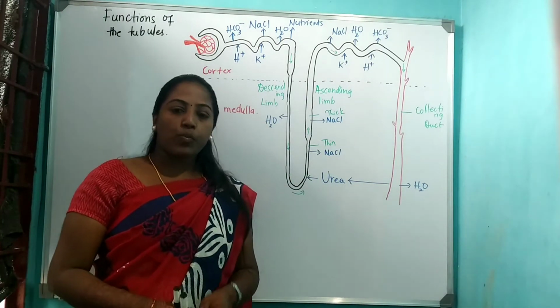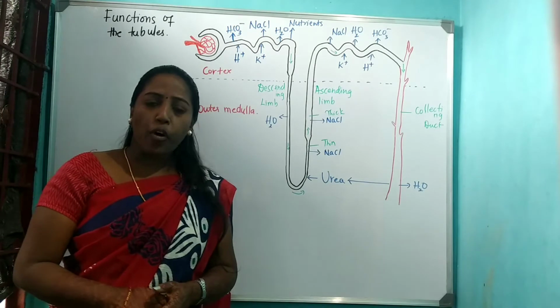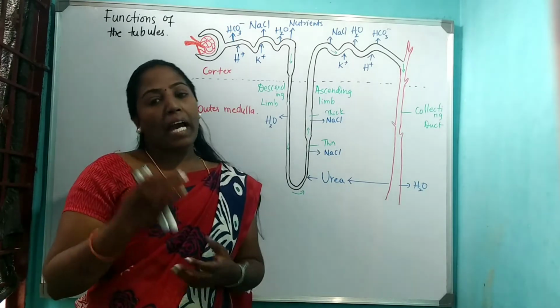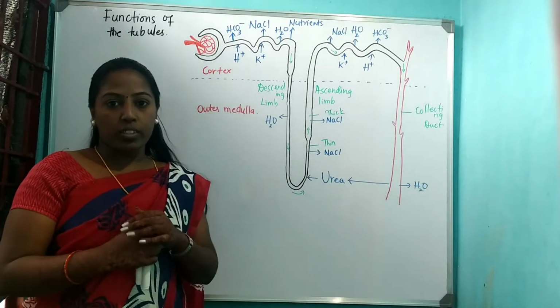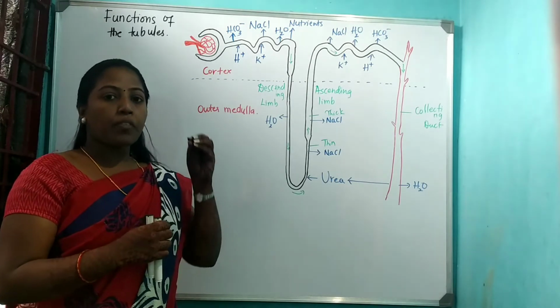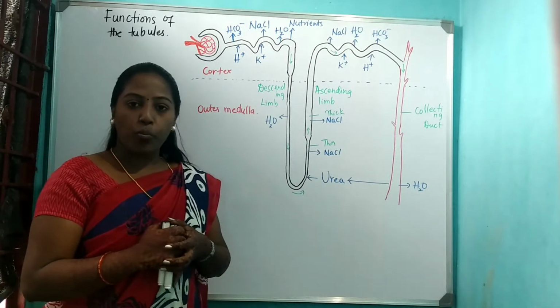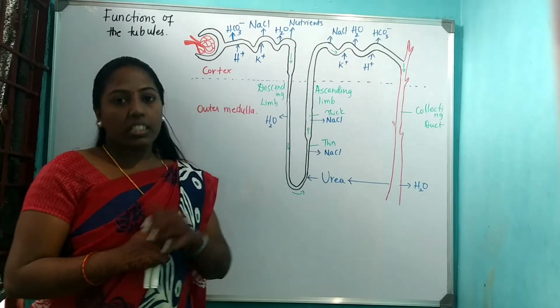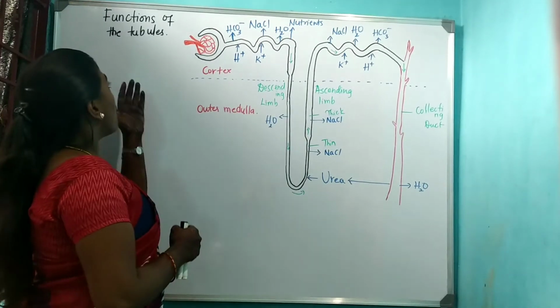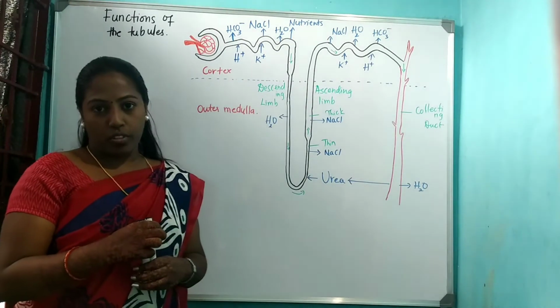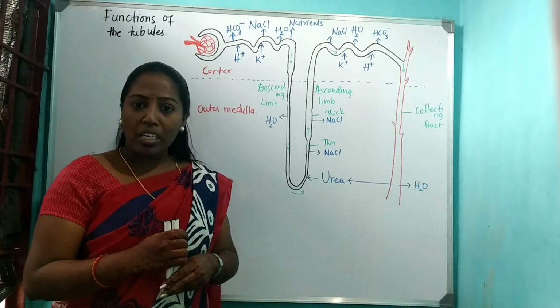In the previous class, we were discussing urine formation, where the blood is filtered in the glomerulus and the filtrate is formed in the lumen of the Bowman's capsule. Today's class, we are going to discuss the functions of the tubules.